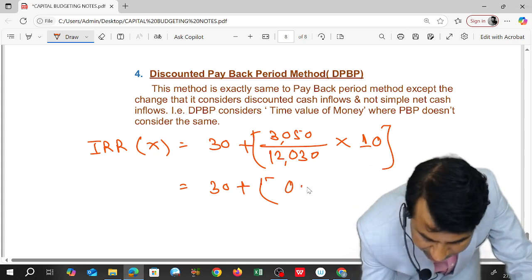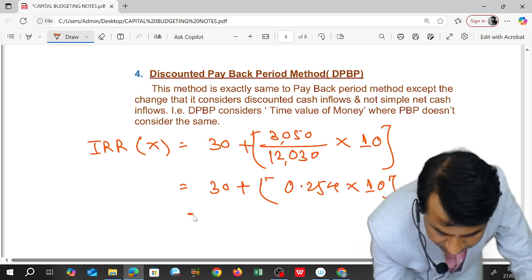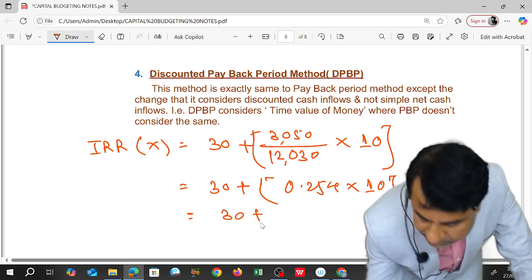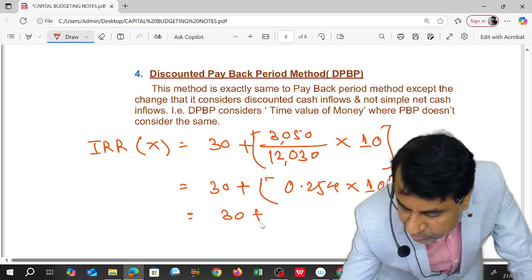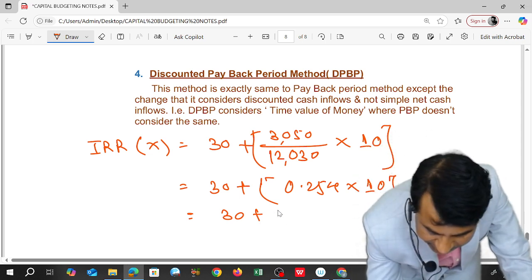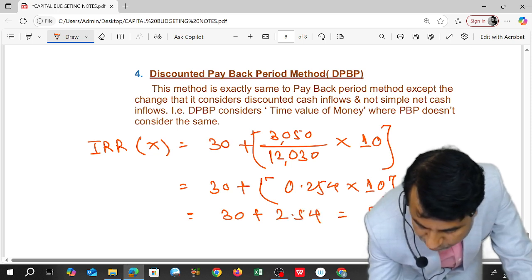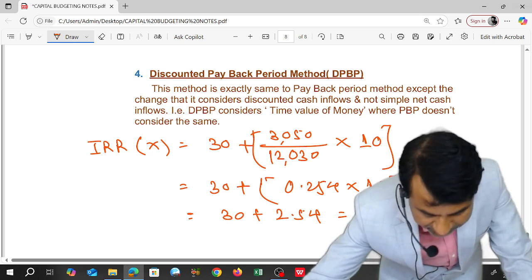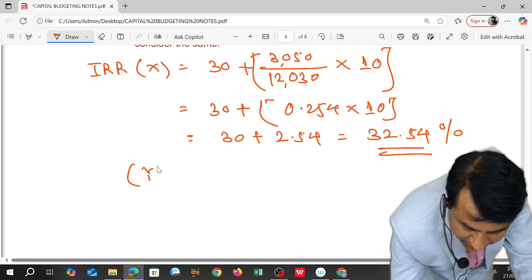So it is 0.254 into 10, I can do, and 30 plus 0.254 into 10, one decimal goes ahead, 2.54 comes absolutely, and hence my IRR is 32.54% for X. And for Y it is yet to be calculated. Let me calculate Y as well.